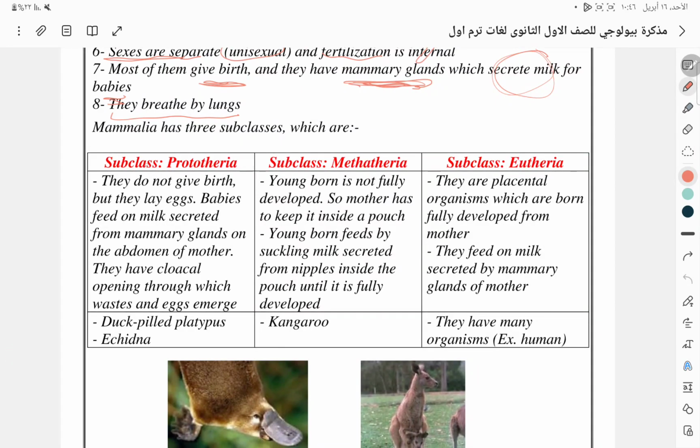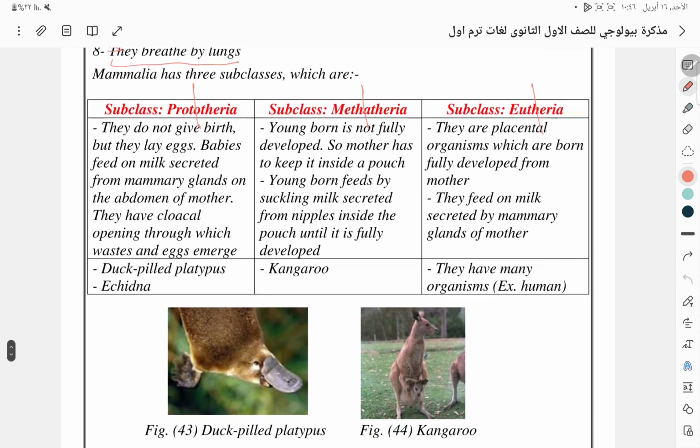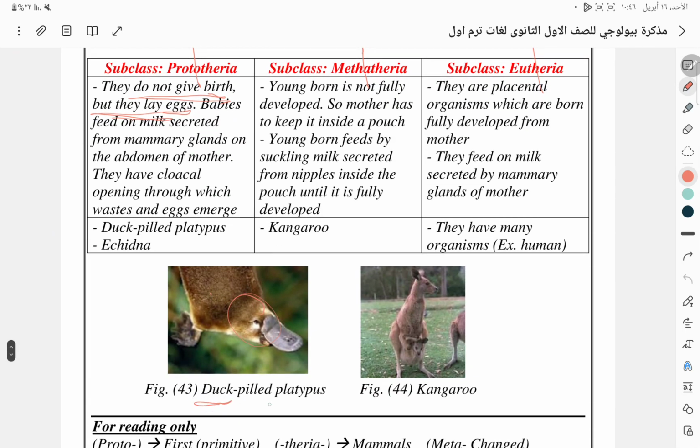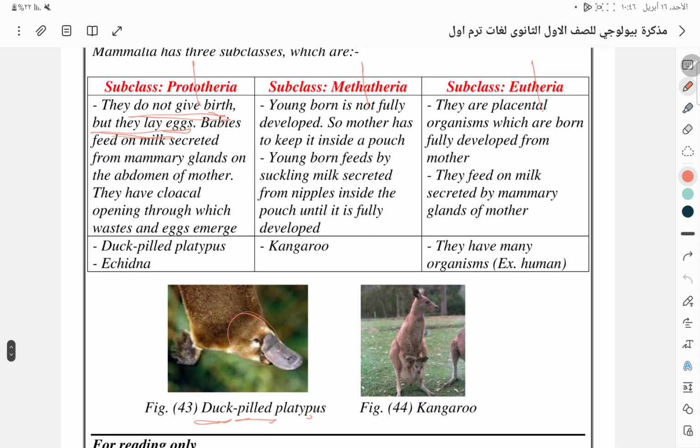This class consists of three subclasses: Prototheria, Metatheria, and Eutheria. Prototheria don't give birth but lay eggs, like the duck-billed platypus. The babies feed on milk secreted from mammary glands in the abdomen, and they have one opening that secretes waste and the egg.